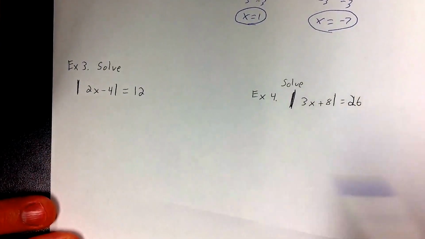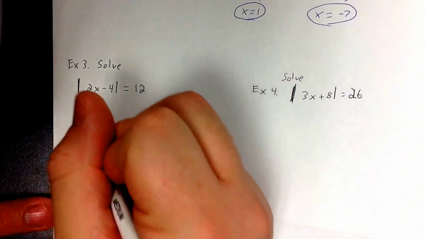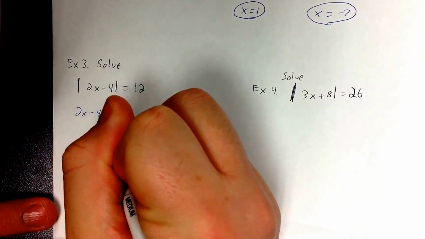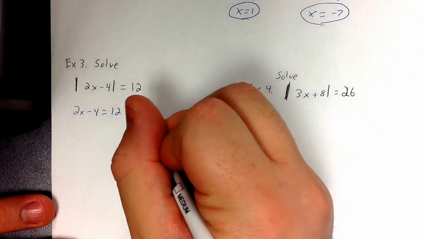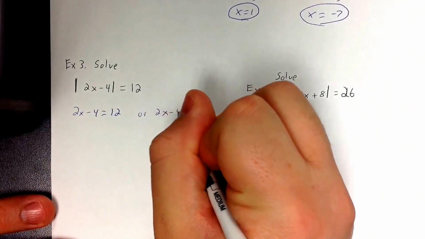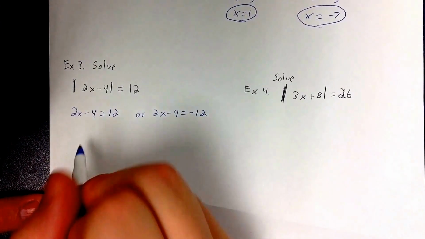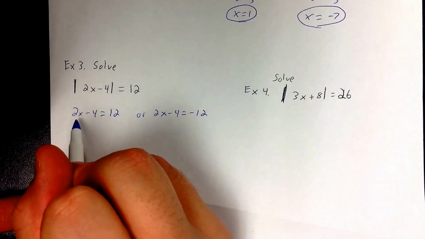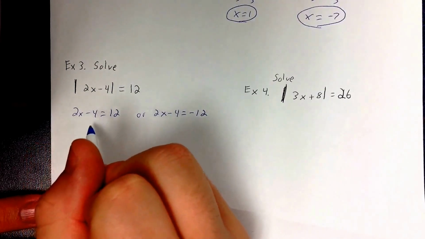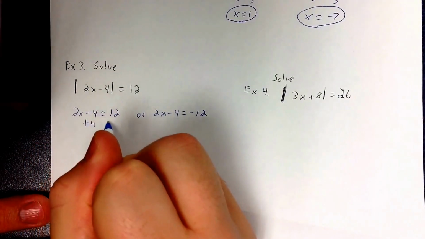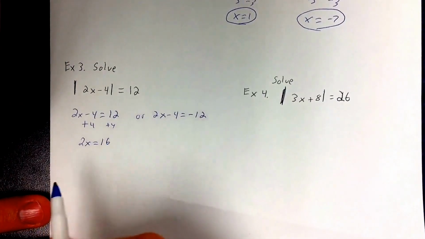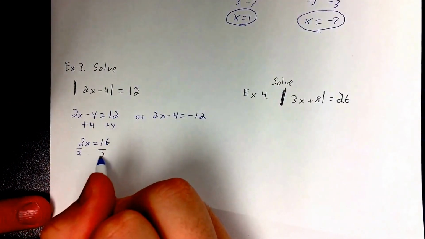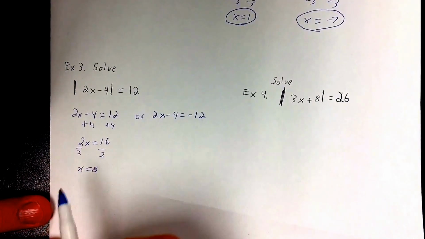So example 3, again, I take what's inside, so 2x minus 4, equal to the number on the outside. Then I set what's inside equal to the opposite of what's on the outside, so -12. So here, variable's on the left-hand side, it's not by itself because of the 2 and the -4, so the opposite of -4 is add 4. So I get 2x equals 16. Then I have to divide by 2 and get x equals 8.